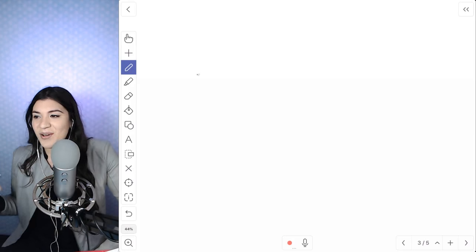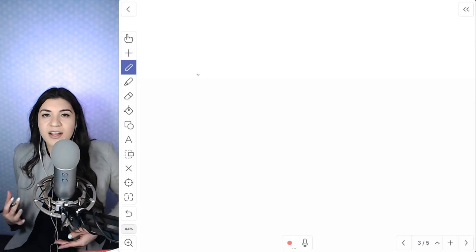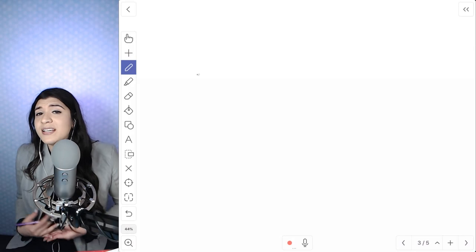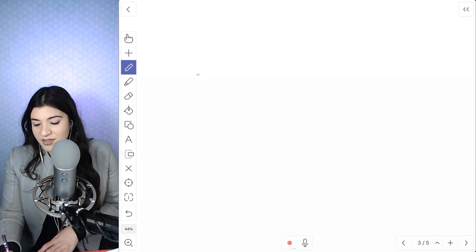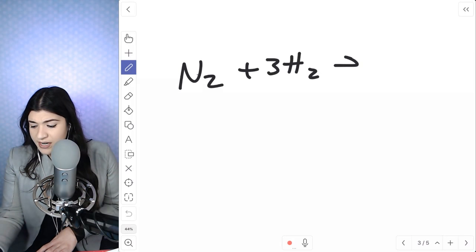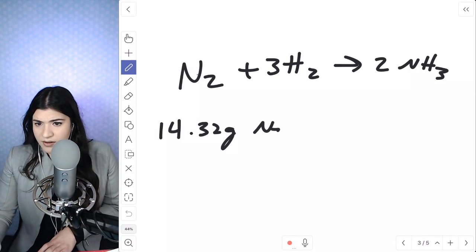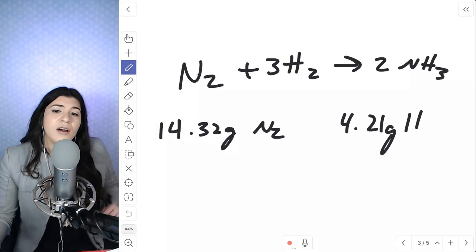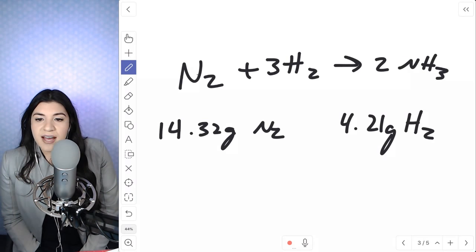Okay, so limiting reactants are always going to be the reactants that run out the fastest, and they produce the least amount of product. So now let's see what we got for this first one. Let's say we have N2 plus 3H2 going to 2NH3. We were given initially 14.32 grams of N2 and 4.21 grams of H2. They're just giving us our reactants, how much mass of each we have, and then they're asking us what's the limiting reactant.